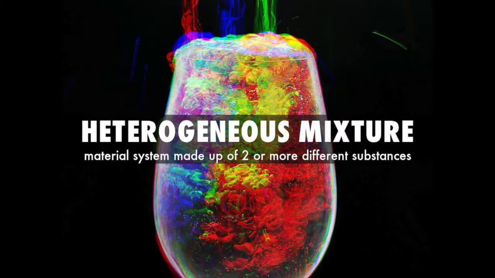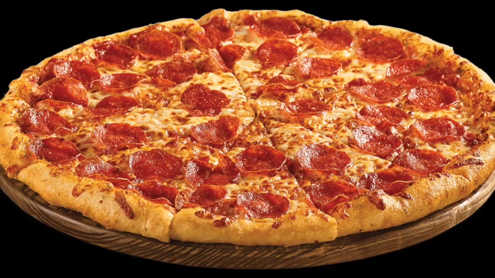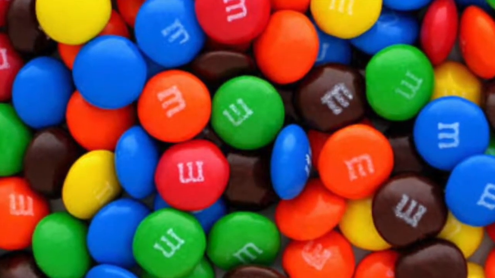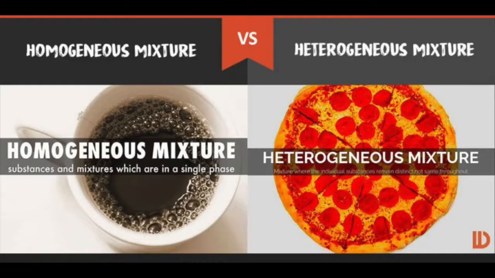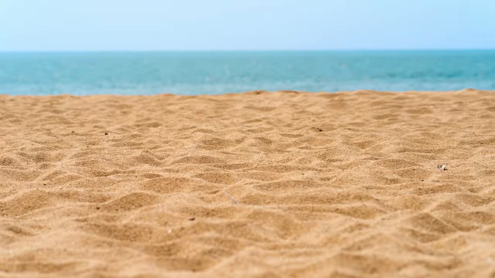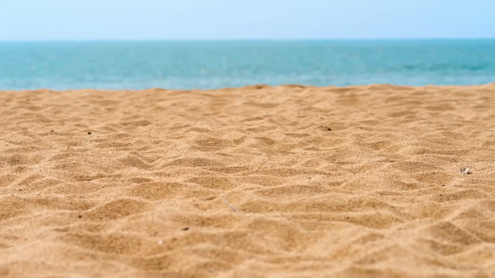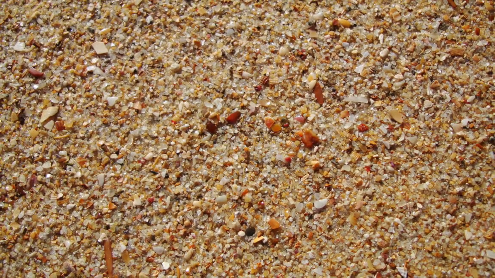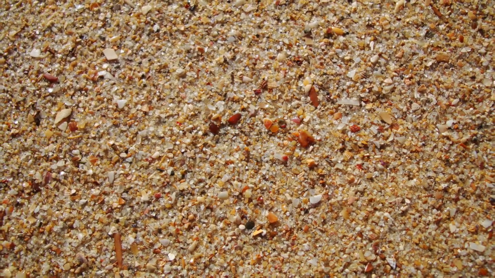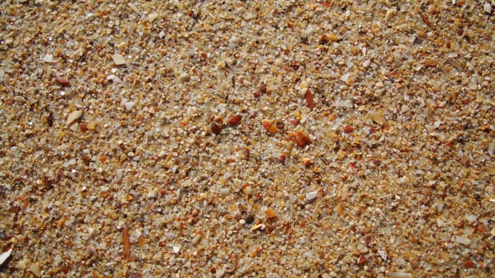There are always two or more phases in a heterogeneous mixture. Examples of heterogeneous mixtures are cereal in milk, pizza, colored candies, and many others. Mostly, the difference between homogeneous and heterogeneous mixtures is a matter of scale. If you look closely at sand from a beach, you can see the different objects found in it, such as shells, coral, sand, and organic matter. Because of this information, we can tell it's a heterogeneous mixture.